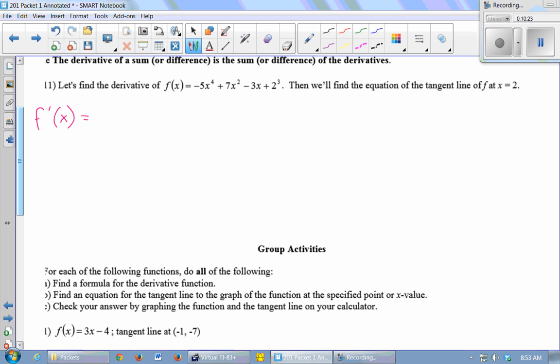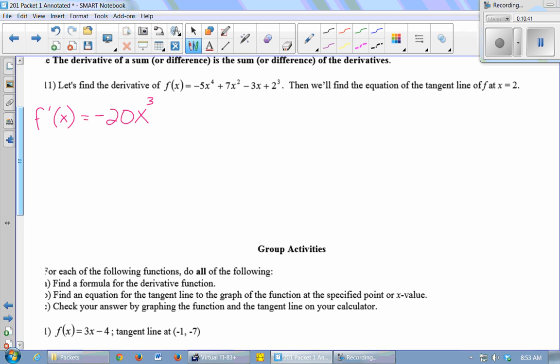Negative 20x cubed. You take that 4 in the exponent, you bring it down, and you multiply it by whatever coefficient's already there. So you have a negative 5 times 4 makes negative 20. You copy the x down, and you subtract 1 from the exponent. Then you do that for each term.